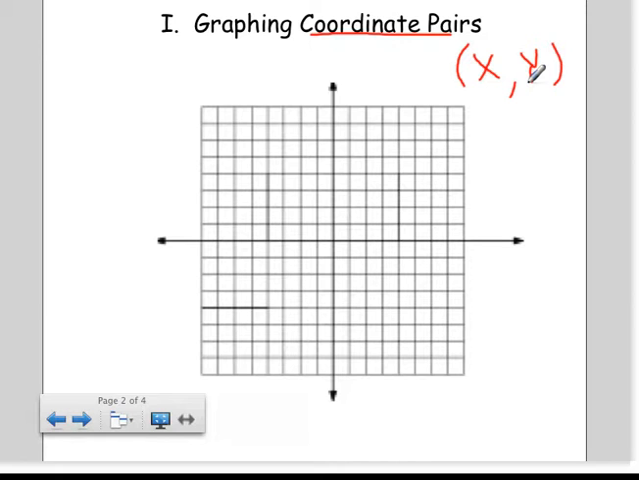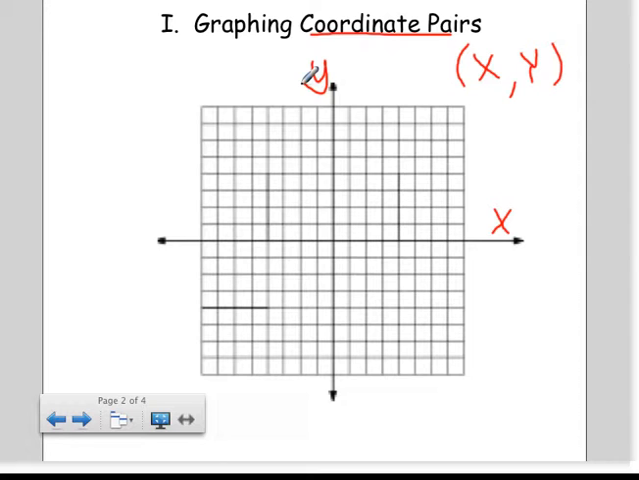So in terms of what this looks like on the graph, you know that your x-axis is the axis that goes from left to right, that is horizontal, and the y-axis is the axis that goes from top to down, which is vertical.